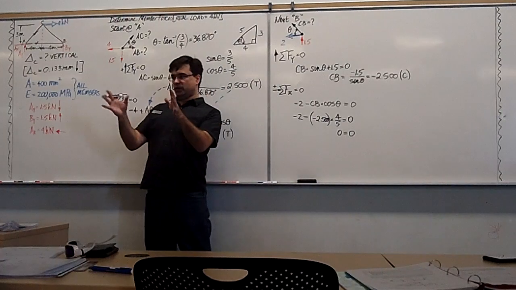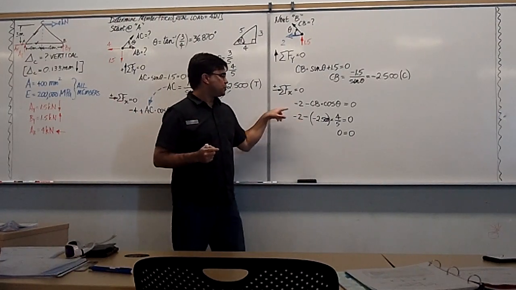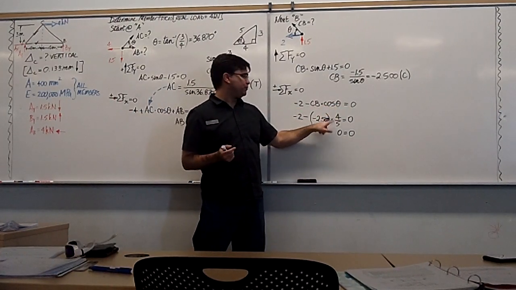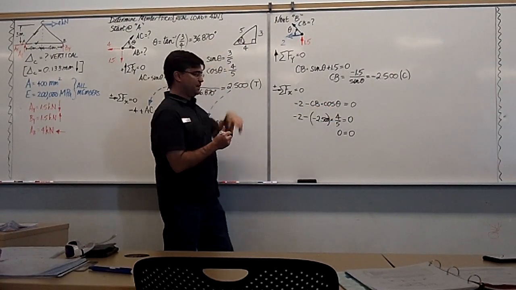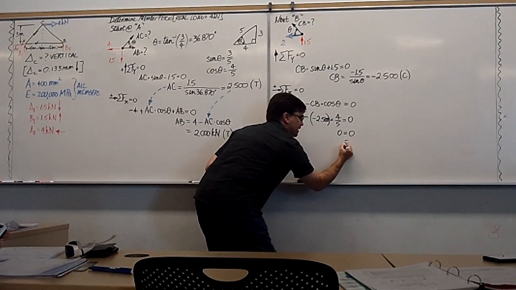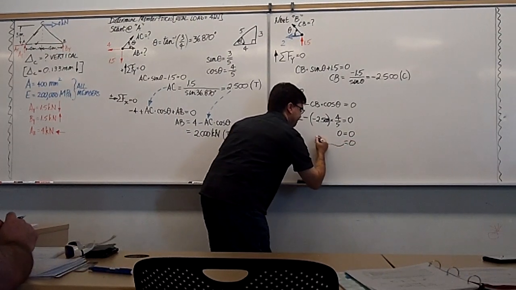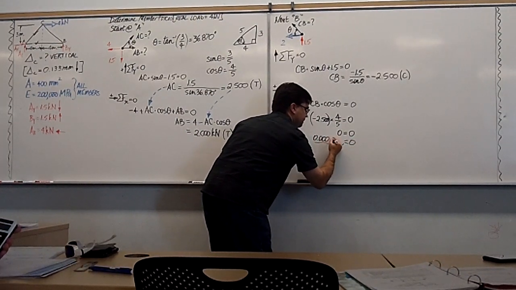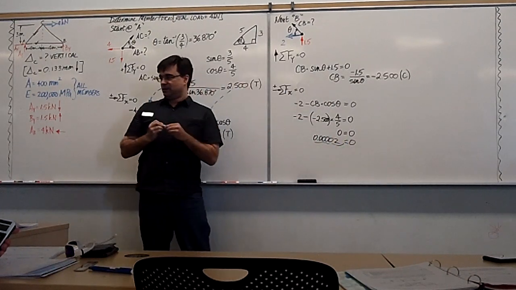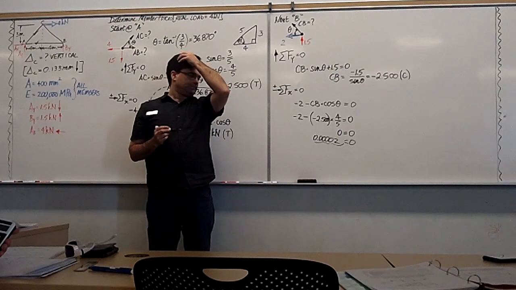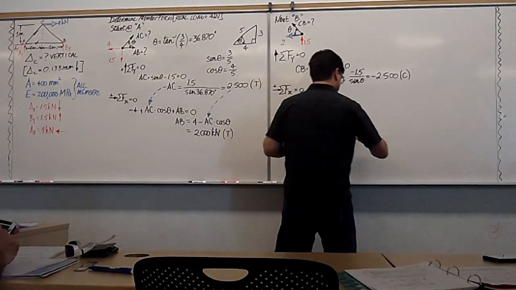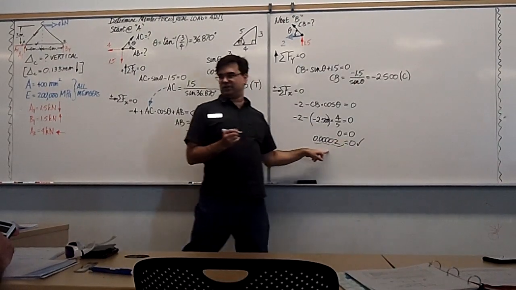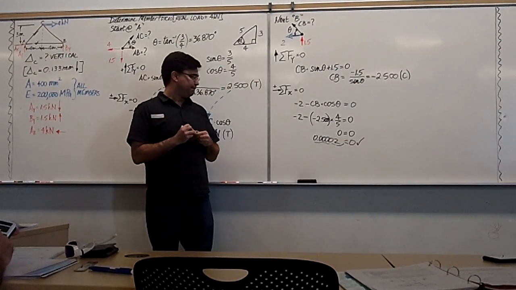Could you do an experiment with me? Could you redo this, but instead of doing 4/5 for cos, plug in cos of this angle? What is the number we get on this side, please? 0.000002. So this is an engineering 0 equals 0. I would accept this if you gave it to me as an answer as well.